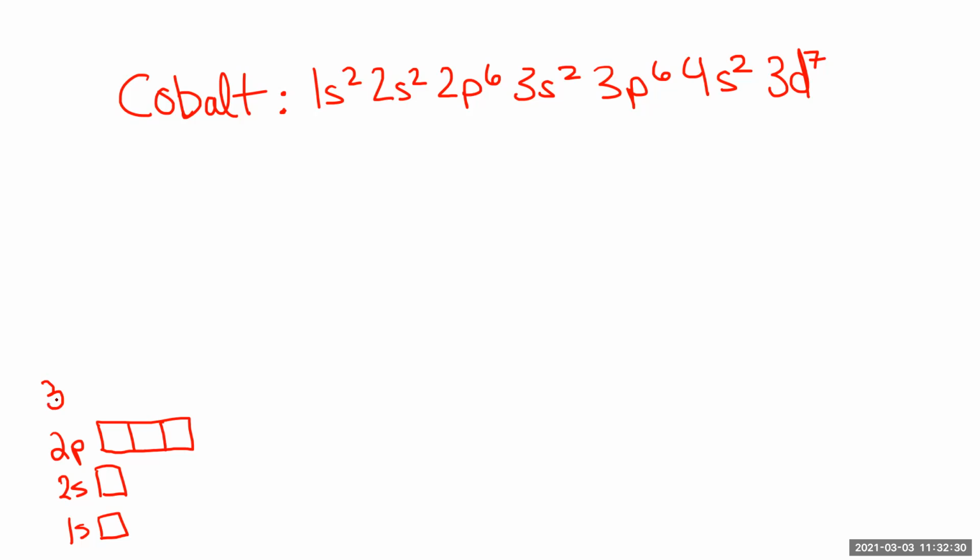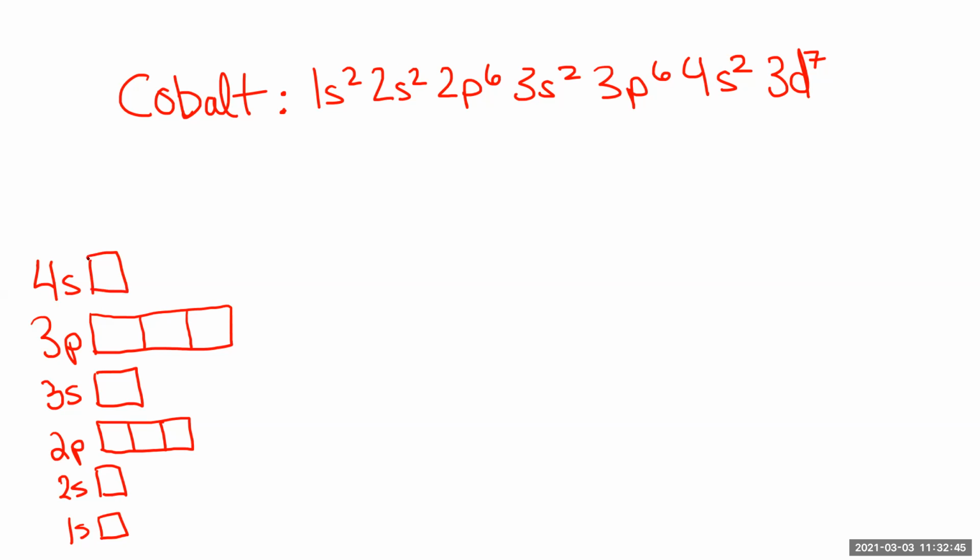Then we go to 3s, 3p. Because it's p again, it's going to be 3 orbitals or 3 boxes. The 4s has only 1. And now we get to 3d. Because it's d, d has 5 orbitals, which is going to be therefore 1, 2, 3, 4, 5. Now we start filling our electrons.